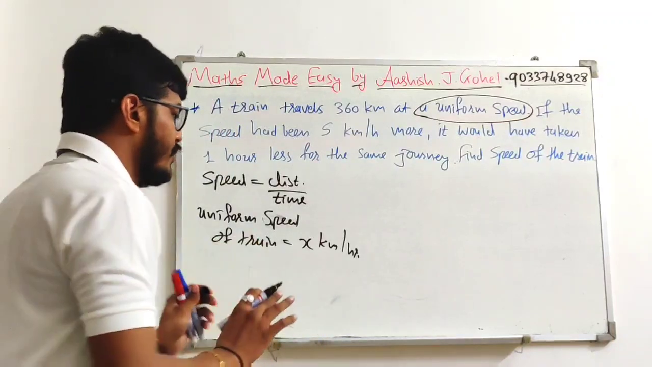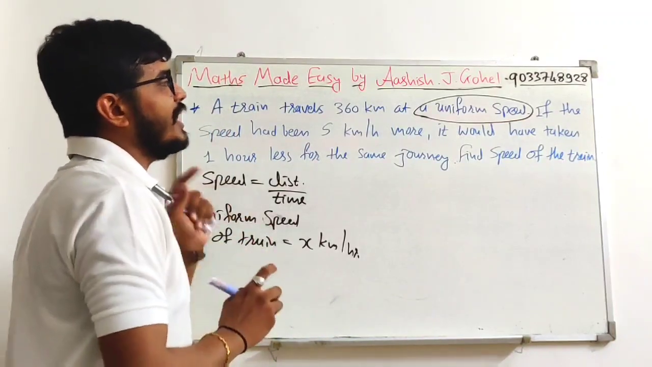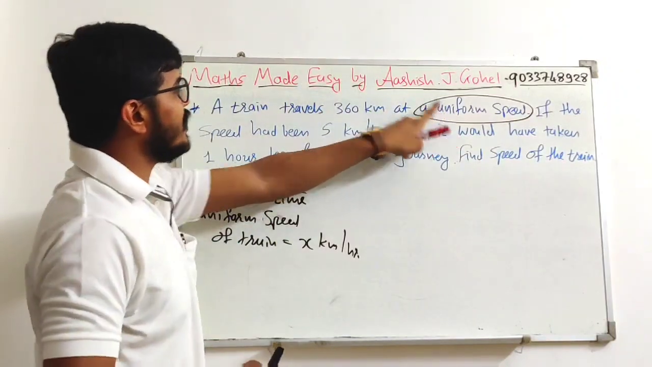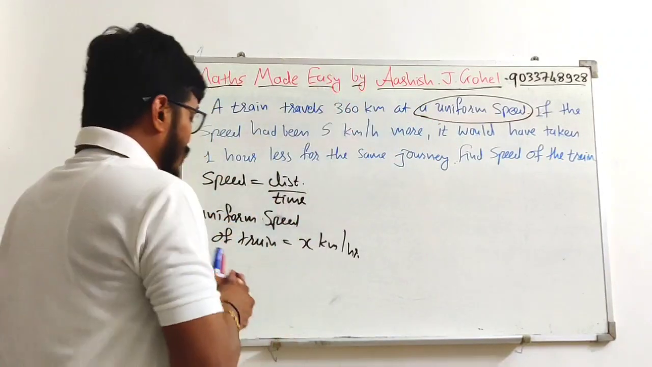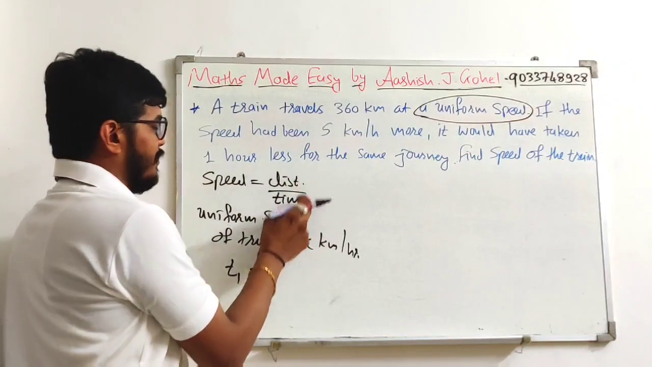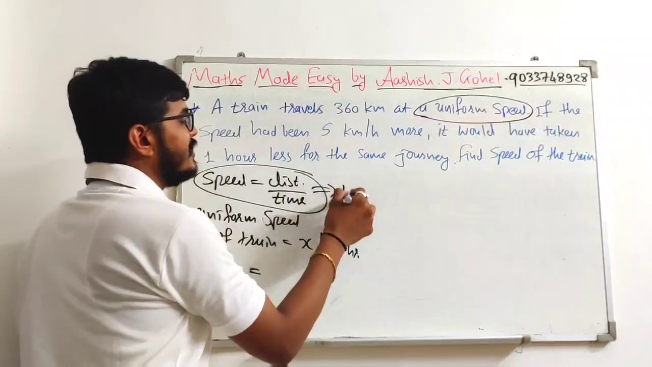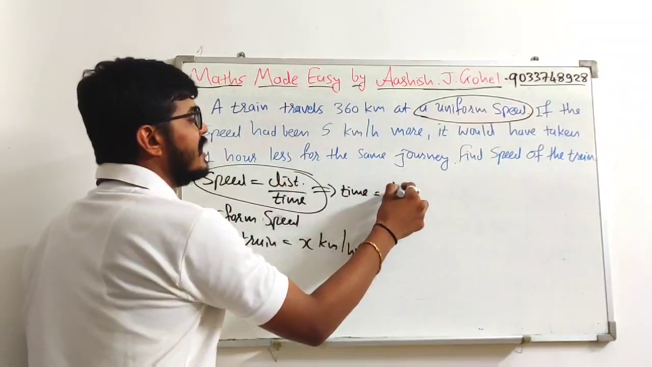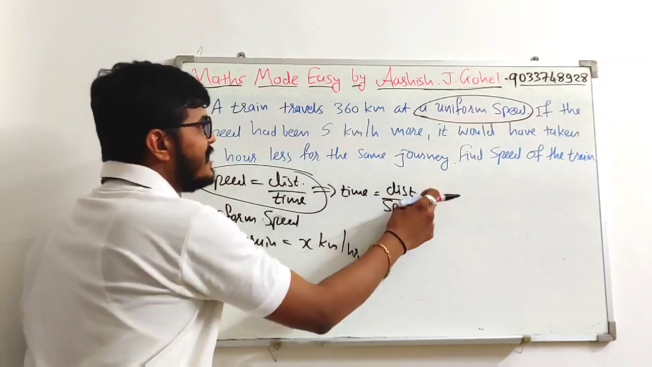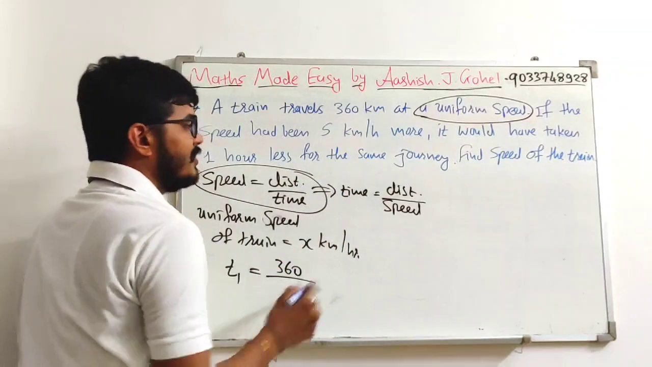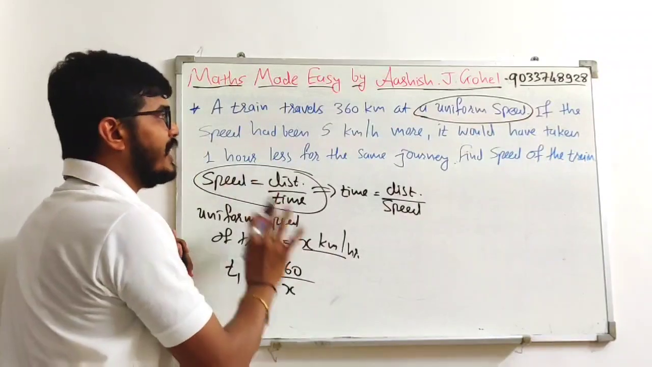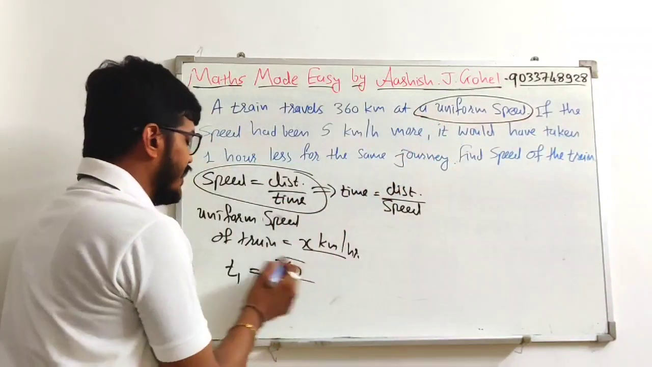Now let us take one time t1 for which the train is traveling at uniform speed. How much distance? 360. If speed is equal to distance divided by time, then I can say time is equal to distance divided by speed. Now the distance traveled is 360 km. The speed is uniform, so we have assumed x. So here we will put x, and the time taken at this speed is t1.